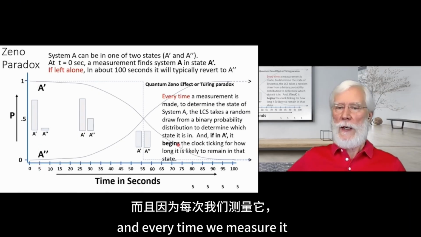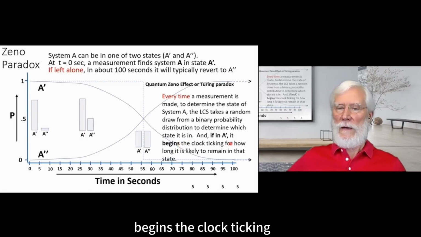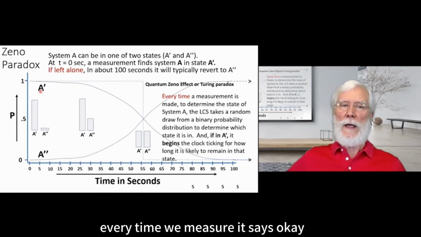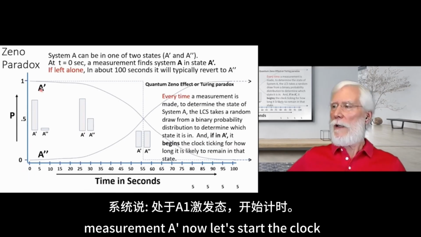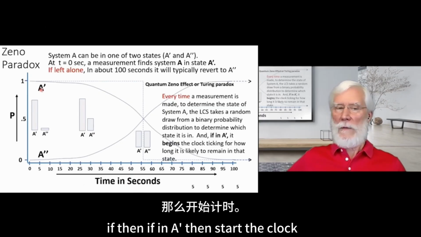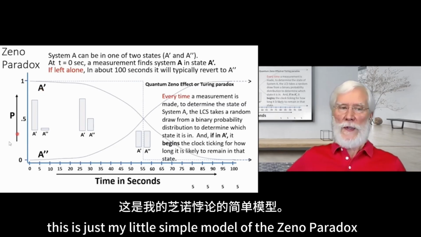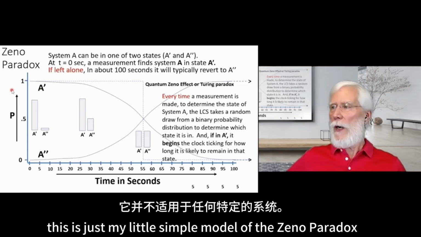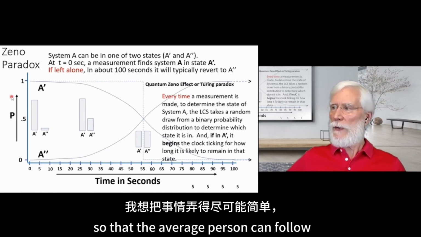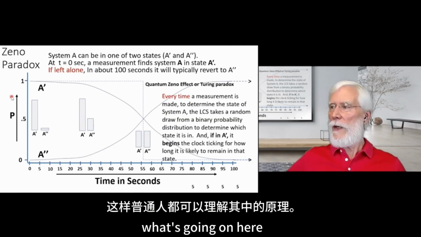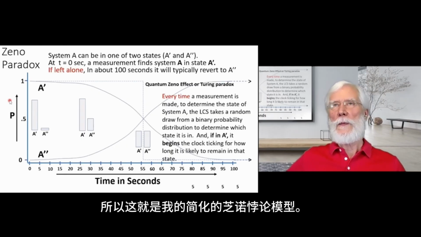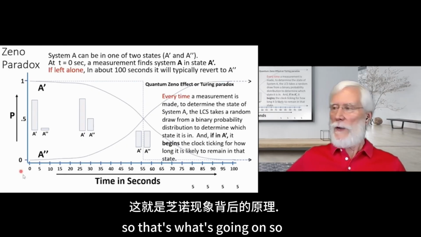And every time we measure it, it begins the clock ticking. So we reset the clock. Every time we measure it, it says, okay, measurement, A prime. Now let's start the clock, because that's how the code's written. If in A prime, then start the clock. So this is just my little simple model of the Zeno paradox. This doesn't apply to any particular system. I'm just trying to make this as simple as possible so that the average person can follow what's going on here without being too sciencey. So this is just my simple Zeno paradox system.